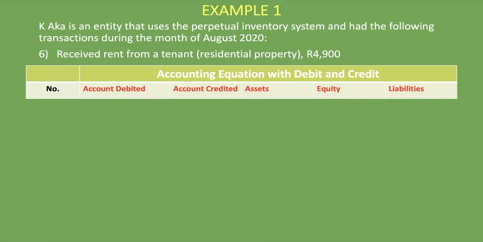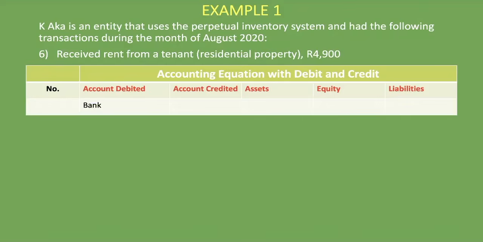So whenever you receive money from a tenant, you have bank involved there. Remember I said if there's money going out or coming in, bank is affected, and money is coming in, so we have the account debited as bank because bank is an asset, increases on the debit side. And then we have what is called rent income. Rent income is an income and obviously increases on the credit side because income is part of equity. And what is the amount there? 4,900. So we put on the asset side for the bank money coming in plus 4,900, and the rent income increases our equity because it's an income, so we put plus 4,900 on the equity side. And that's it. We're done with that one. Let's move on to the seventh one.